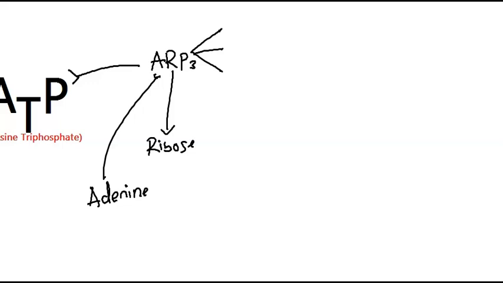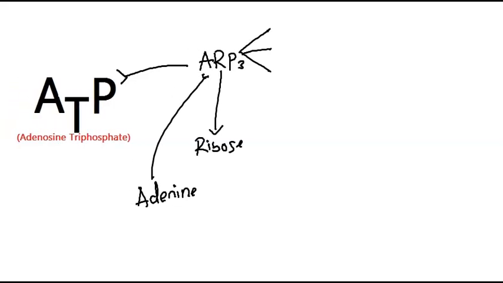So, the combination of ATP, let me go back a little bit. We said we have the adenine, we have the ribose, which is a sugar molecule, and the adenine is a nitrogenous base. And here we have the phosphate groups, which are going to be PO4, PO4, PO4.